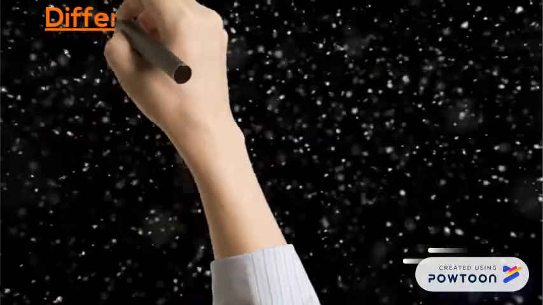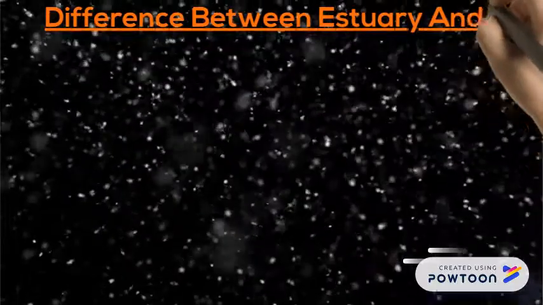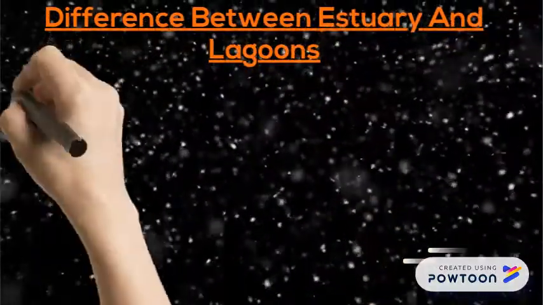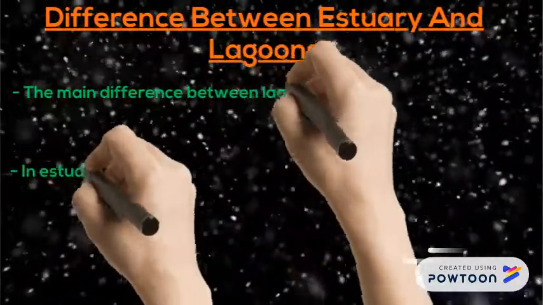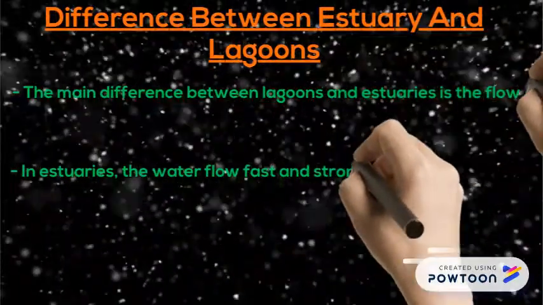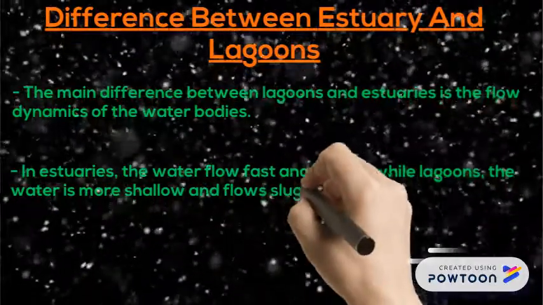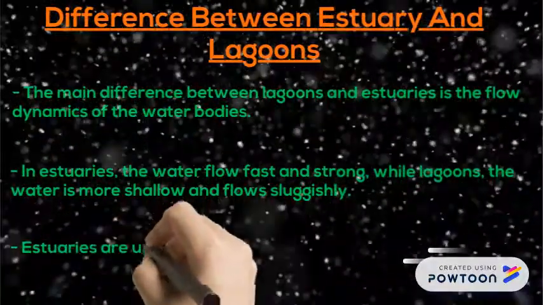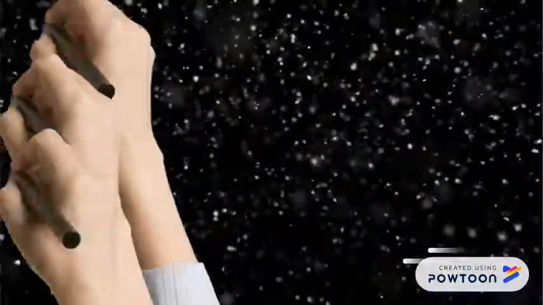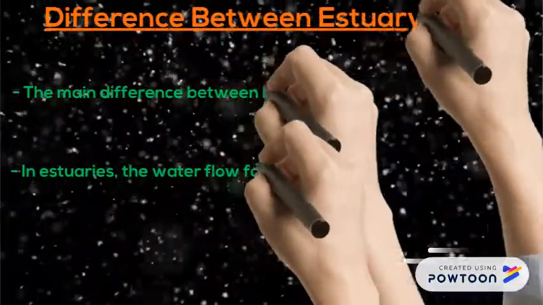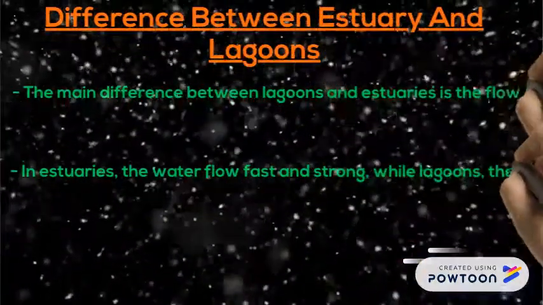So what is the difference between estuary and lagoons? The main difference between lagoons and estuaries is the flow dynamics of the water bodies. In estuaries, the water flows fast and strong, while in lagoons, the water is more shallow and flows sluggishly. Estuaries are usually deeper than lagoons.